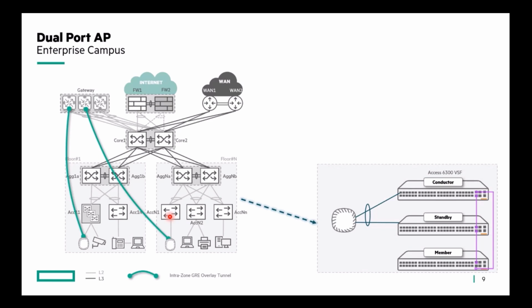The first is an AP connected to a 6300 VSF box. If you could see here, I have used the dual port of that AP to this 6300 VSF box, where the first port is connected to the conductor and the second port is connected to the standby, or it can also be to the member, and the LAG has been formed for the connectivity. The advantage of this deployment is APs can have both path redundancy and POE redundancy, and the throughput can be increased, because if there is a conductor failure, the standby will be active.